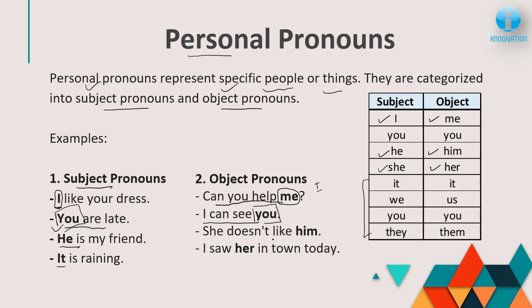She does not like him. So she is the subject here. So it's a subject pronoun, and him acts as an object pronoun here. This is subject pronoun. This is object pronoun. I saw her in the town. So she kis mein convert ho gaya? Her mein, when it is an object and I is the subject.